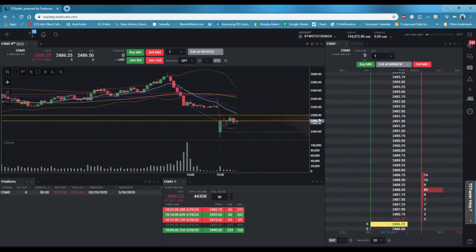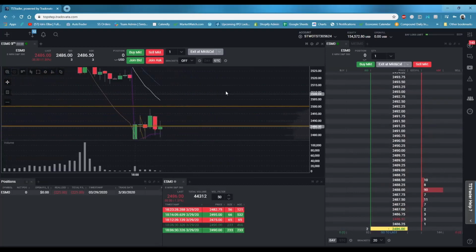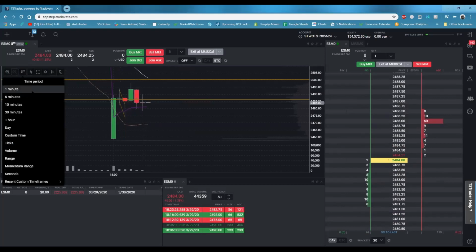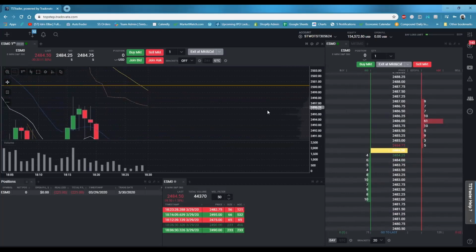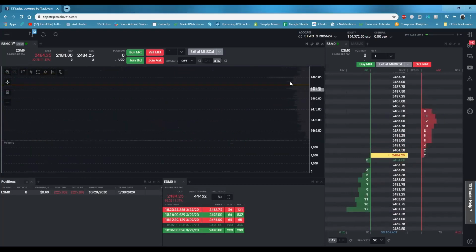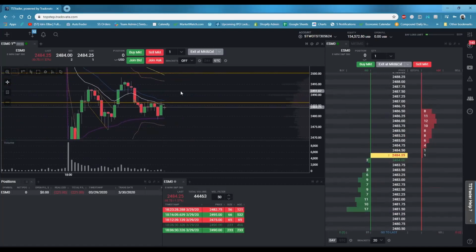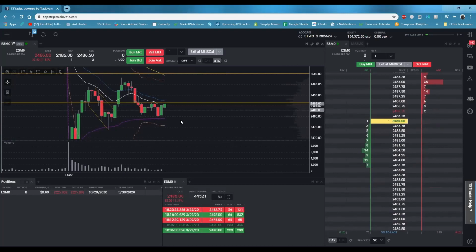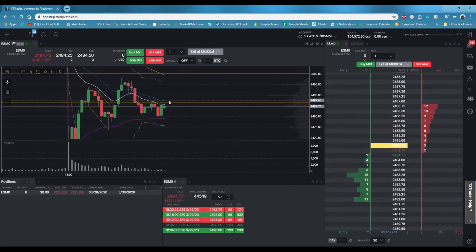We switch to the 5. We kind of see consolidation so far. We'll have to see what happens. So we don't see anything here really. We switch to the 1. The 1 minute looks the best. But there's no confirmation of either direction. Kind of looks like we're in another flag here and we might go up.